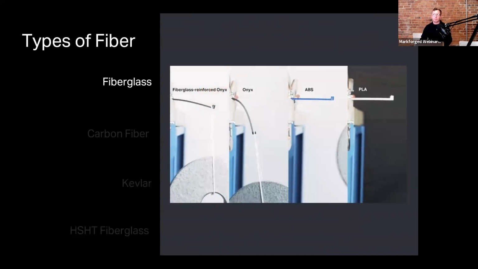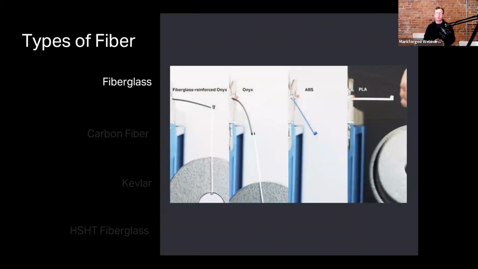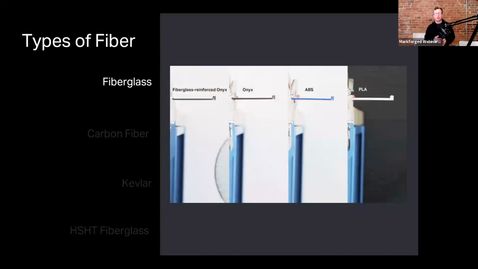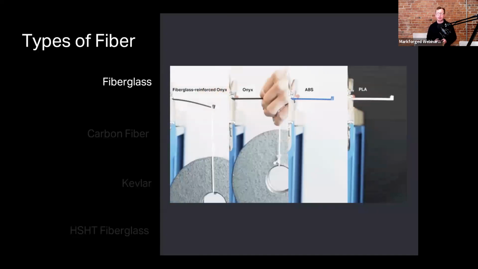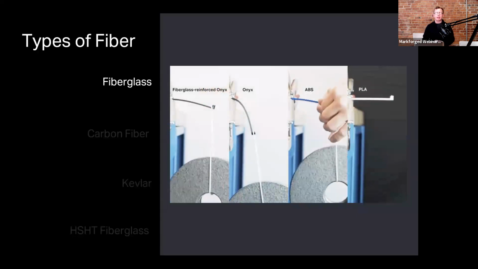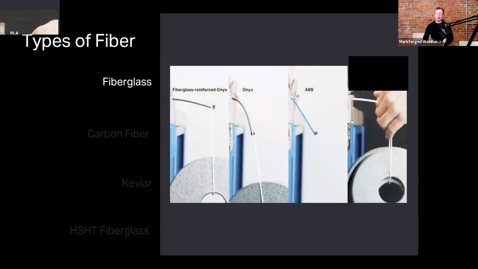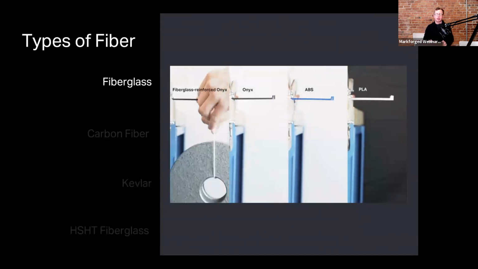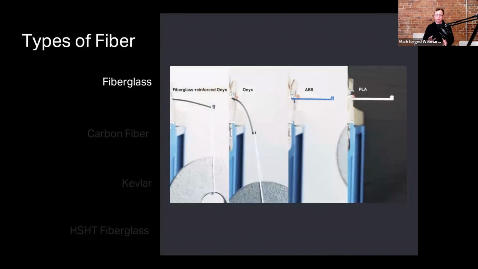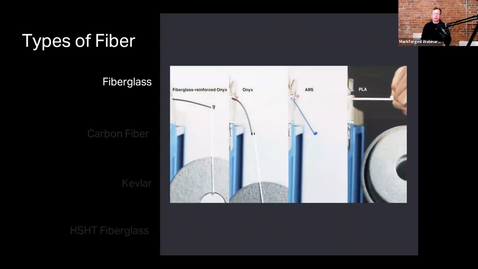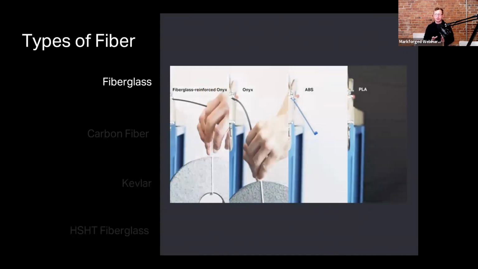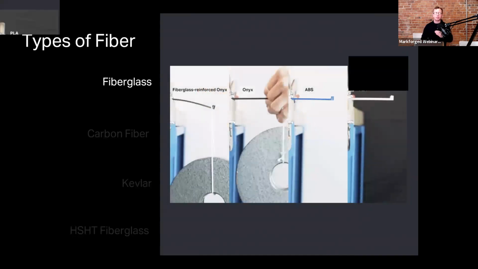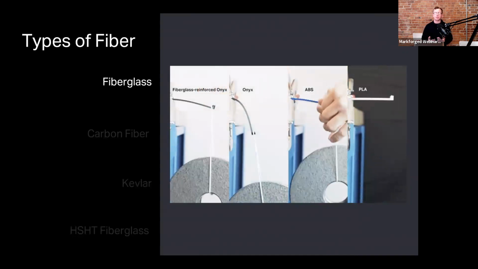So back to fiberglass reinforcement. Basically, we have fiberglass here on the left. We have onyx without reinforcement next to that. And the other 2 here we have are ABS and PLA, which snap under loading. This is a 7.5 pound load hung from each of these beams. And you can see here that the composite beam with the fiberglass reinforcement deflects only slightly and then returns to its original state after the weight is removed.